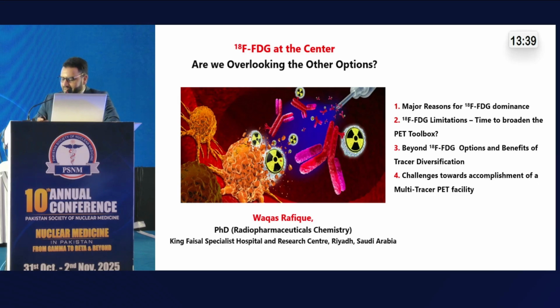So we will try to understand some reasons why we are still FDG centric, why we have FDG dominance. And then we'll try to understand some of the limitations of FDG and where the other, non-FDG tracers are performing better than FDG itself. Then we'll also try to understand some of the challenges we have in tracer diversification, how we can adopt a multi-tracer facility, and what things we have to do to make it possible.